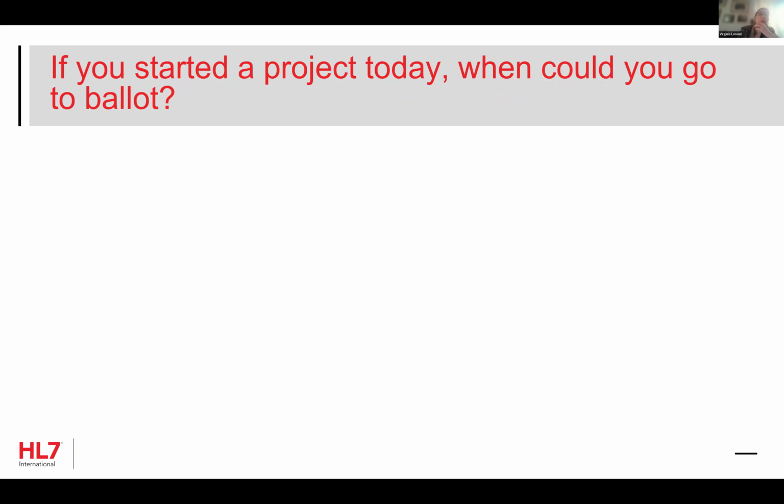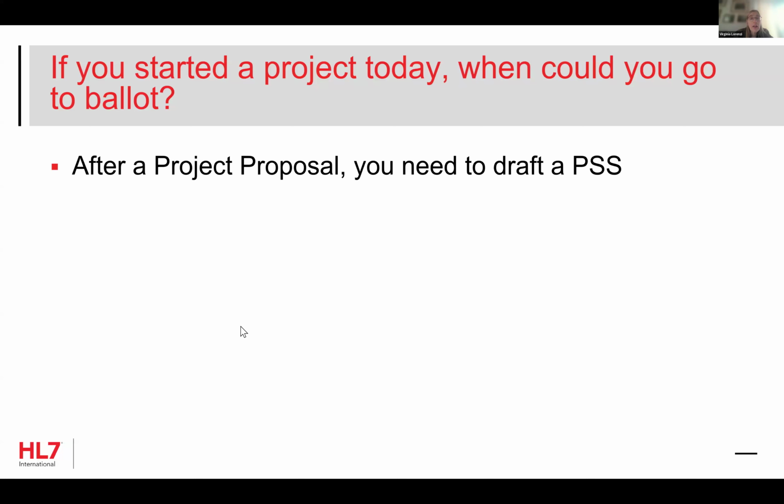And then, if you started a project today on February 13th, when could you go to ballot? What's the earliest you could go to ballot? Well, let's see what this person said. September or January. Yeah, I think that's correct.